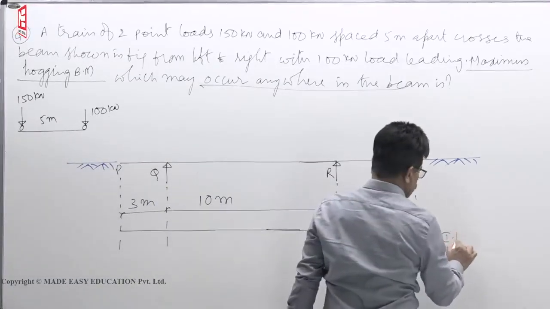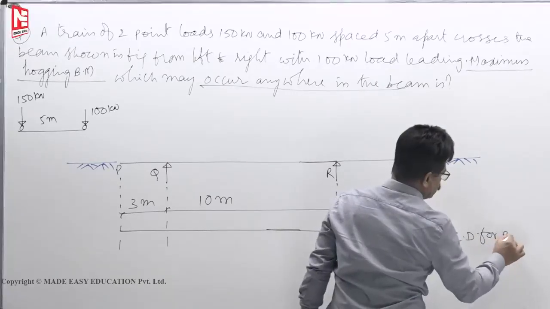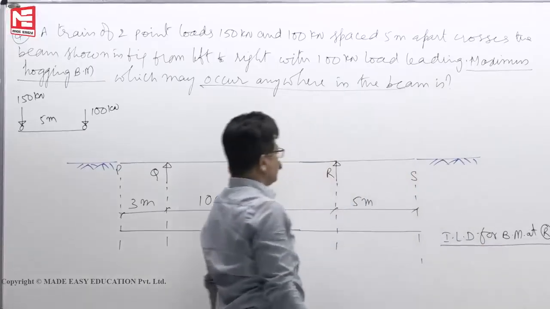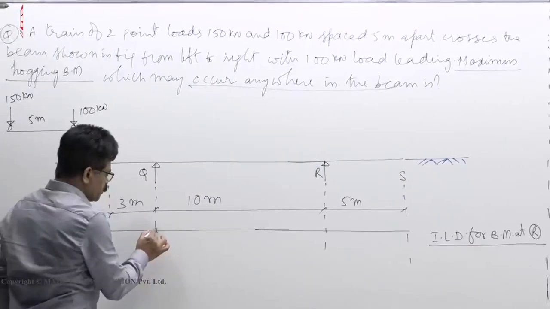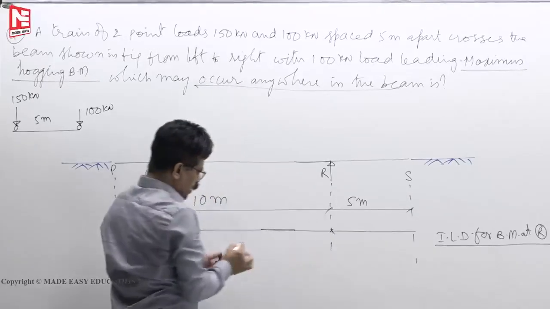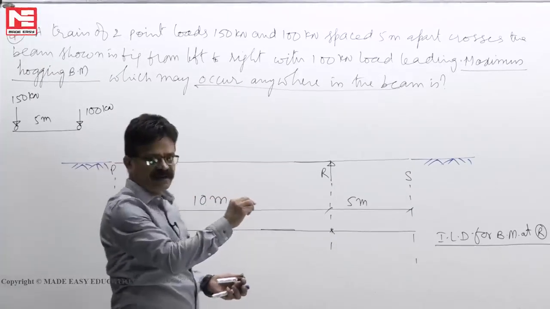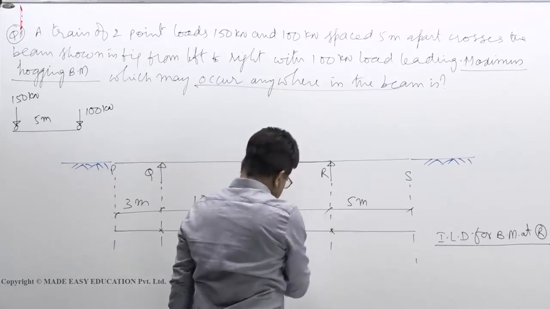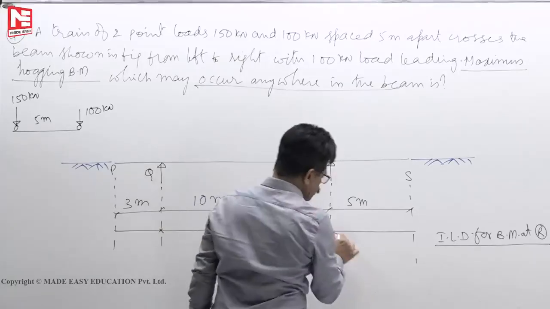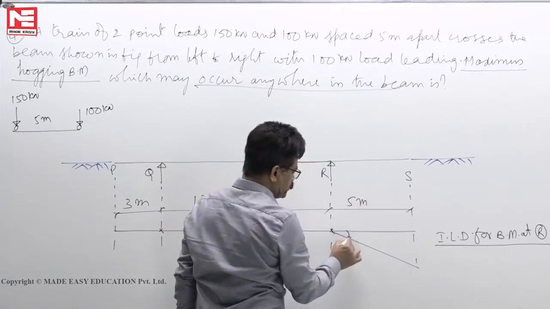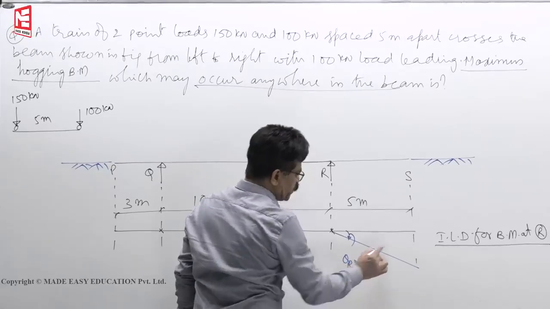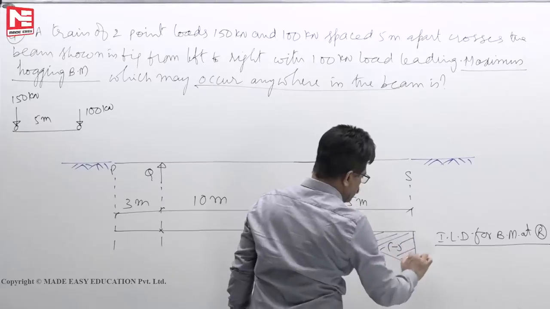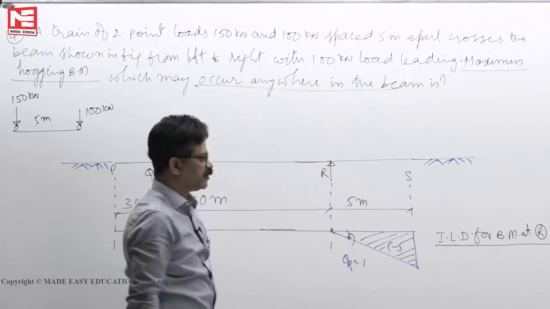This is ILD for bending moment at R. What is that process? Without removing the supports at Q and R, assume an imaginary hinge at R and apply unit rotation. When you apply unit rotation, this cannot go down because of support is there. So only this portion will go down like this. This is theta R is equal to 1. The deflected shape of the beam itself is the ILD for bending moment at R.